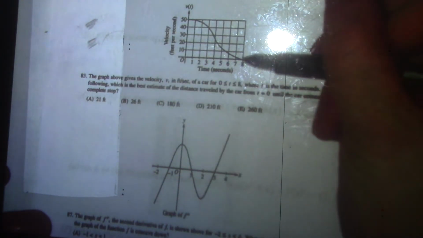This one, I want to find the estimate of the distance traveled from 0 till it comes to a complete stop, which is at 8. So 0 to 8, the absolute value of the velocity. I don't really have to worry about absolute value because it's all positive. So here, we're just estimating this area. I would say this looks something like a triangle, right? If I were to just draw a triangle right here, then it would be base of 8 times height of 50 divided by 2. Now I get 200 for that area, so I'm between these two.